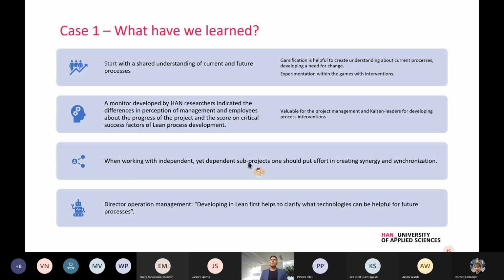That was a really interesting finding for us as researchers: for organizations that follow the lean-driven pathway, gamification could be helpful to address how the operational process could be improved, and where and how the technologies could be useful. So that was on the one hand.